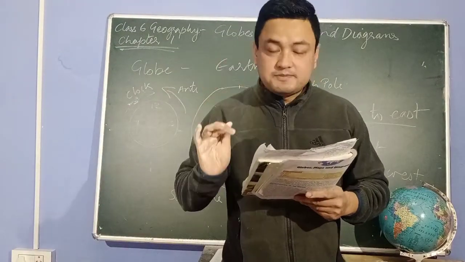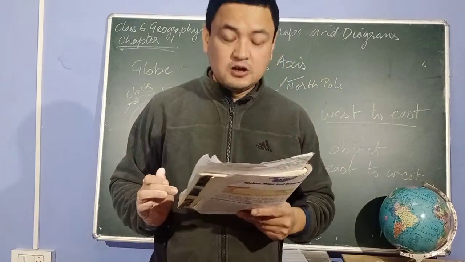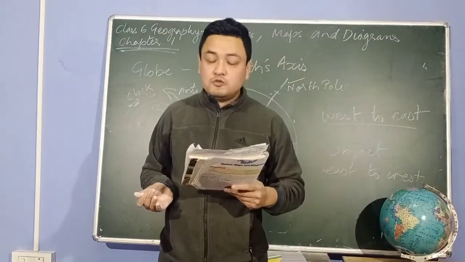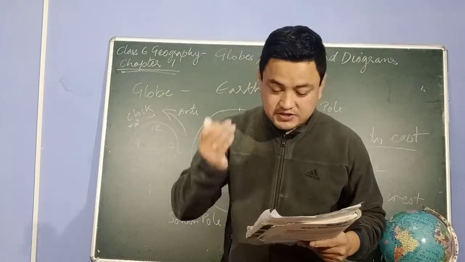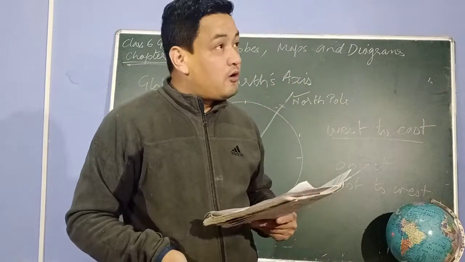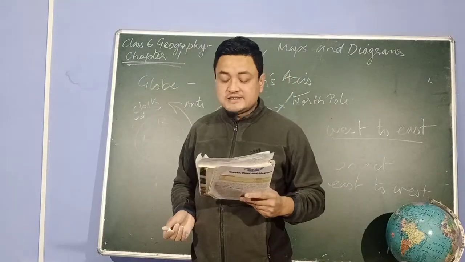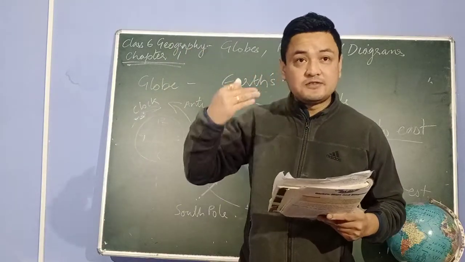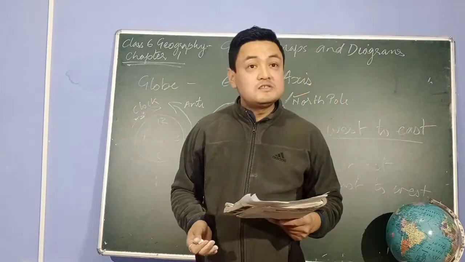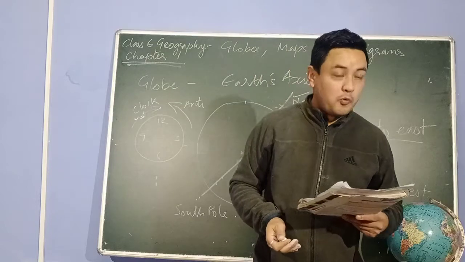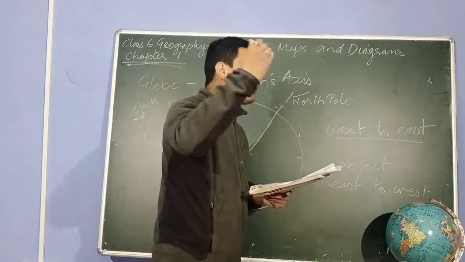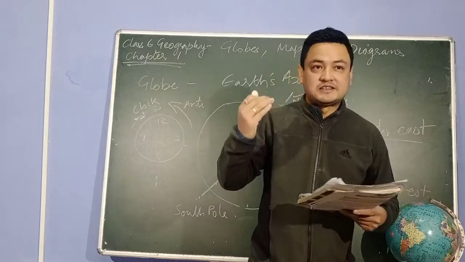Similarly, since the Earth rotates from west to east, the Sun appears to move from east to west. Remember that. Then also you find the Sun rises in the east. Every day the Sun rises in the east and sets in the west, because the Earth actually rotates from west to east. This is the reason why the Sun rises in the east and sets in the west.